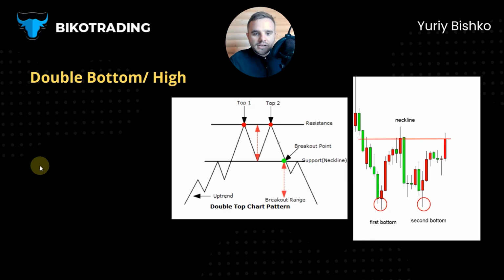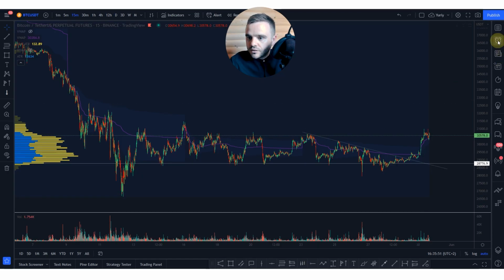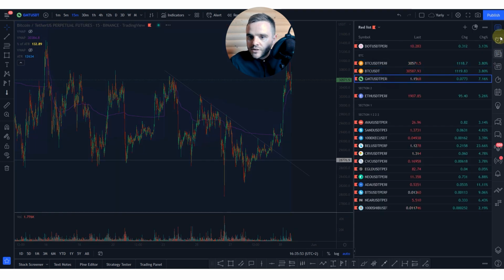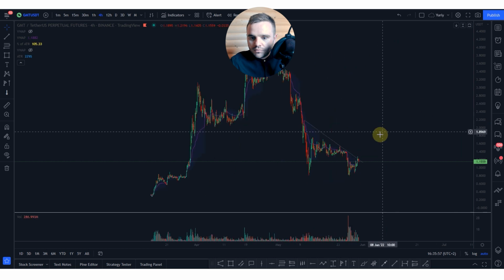First pattern is a double bottom, double high. I like this one. What's the idea of this one? Price moves quite often, and after that, at high, we have something like this one. Or price dropping, and we have something like this one. Let me show you one beautiful example. First, the closest example for us is GMT. Pay attention at this moment.